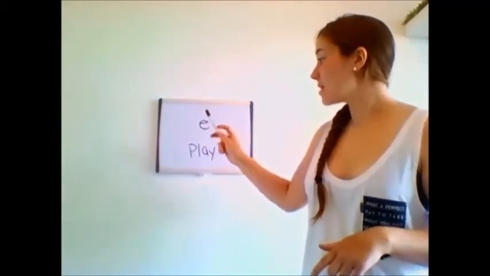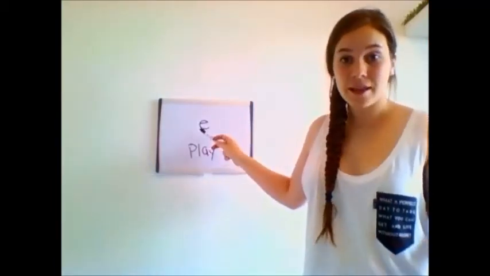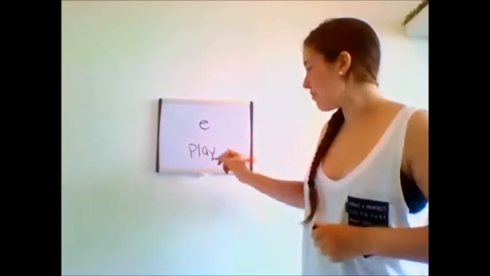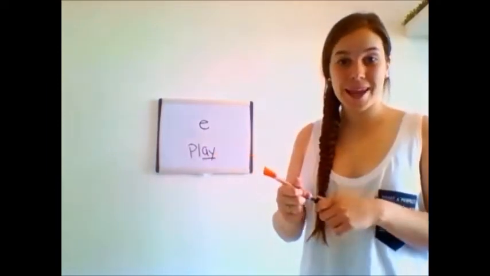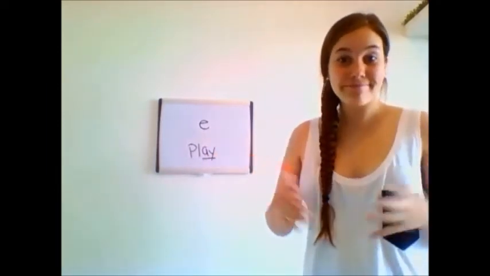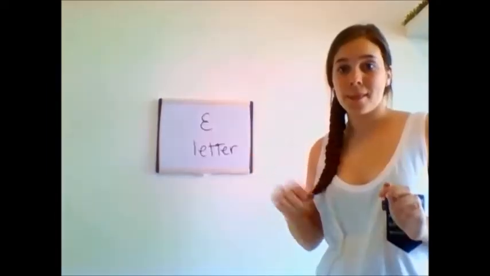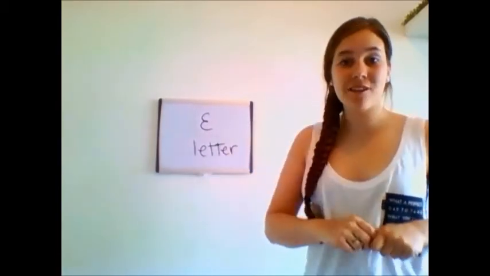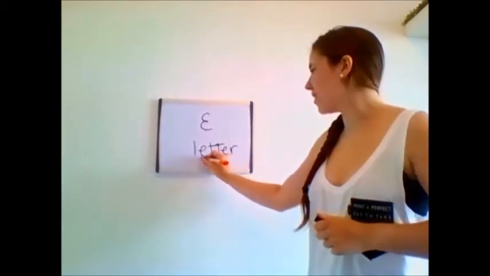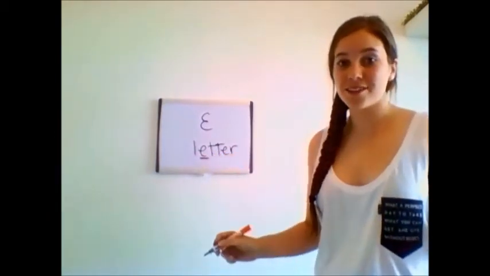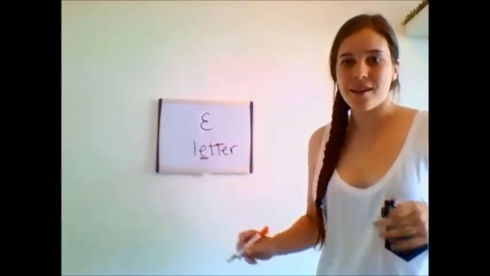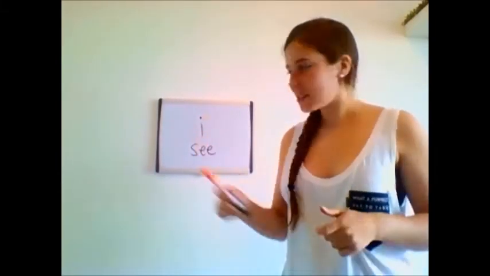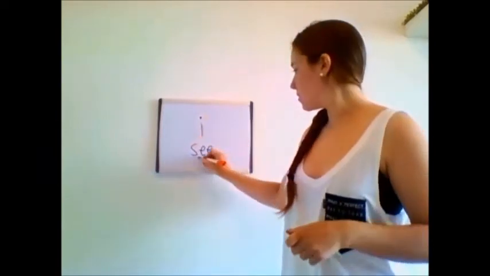Next one is represented by E, but actually it's the sound A. You can find it in a word like play. So yeah, A. Next one is reverse 3. It sounds like E. You can find it in letter. So letter, so the second E. Then you have E, represented by the letter I. So it's the sound E from C.